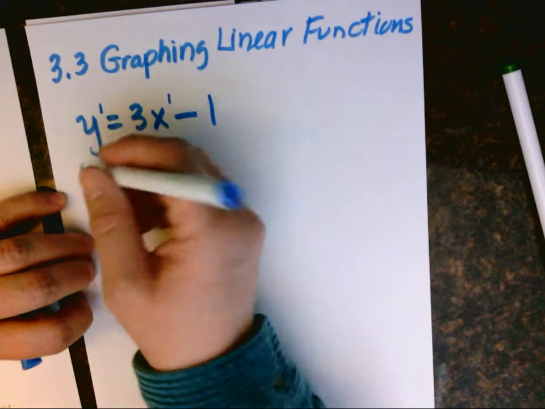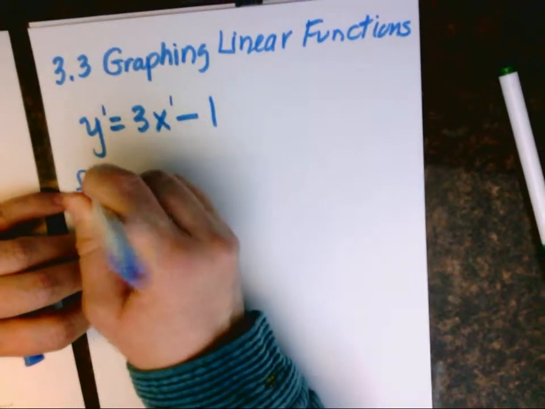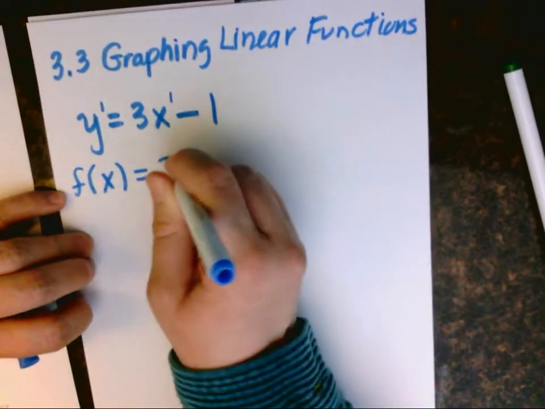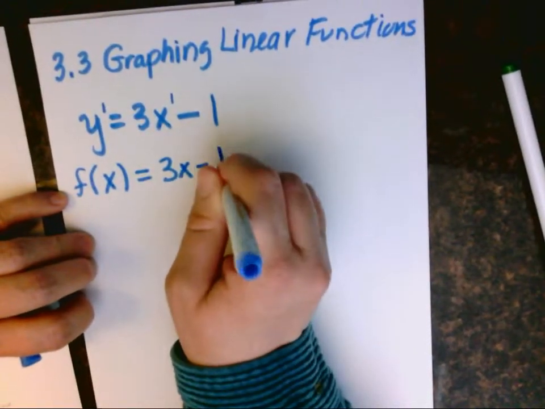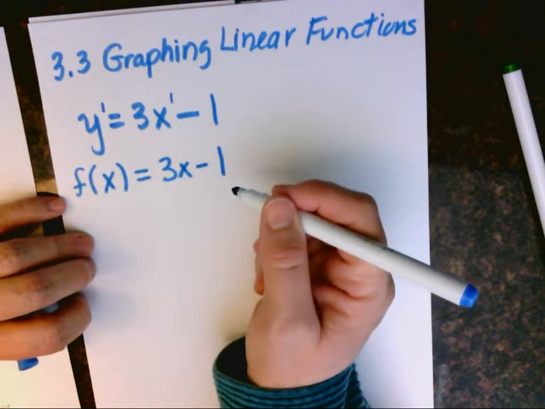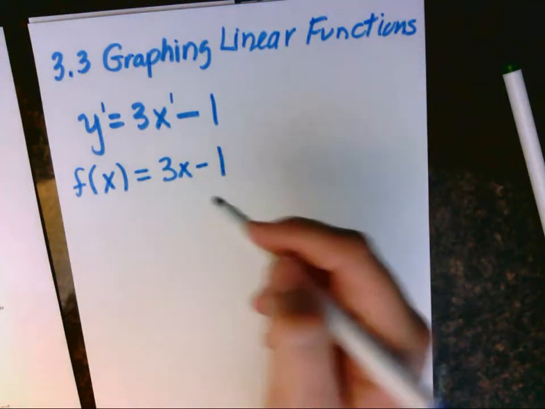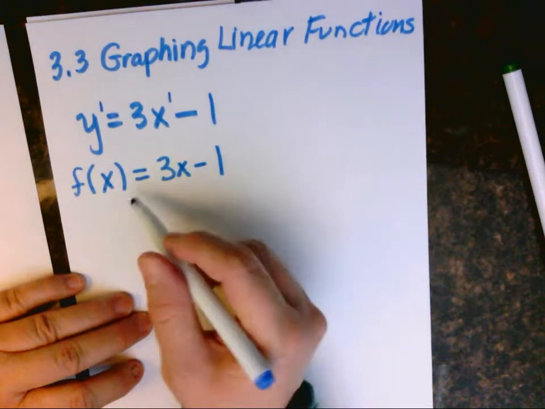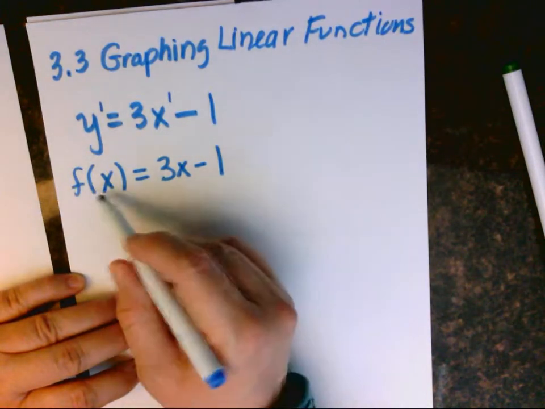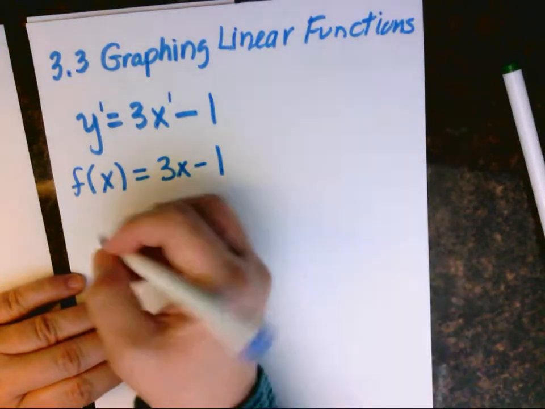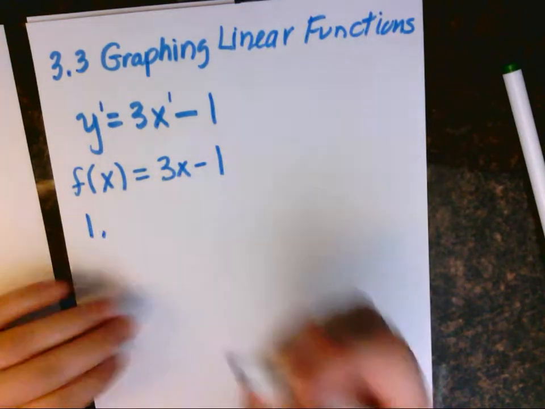And remember that in the last section or so, we started writing y as f of x. So you'll see linear functions written this way. All linear equations are functions, well, with one exception. And we'll talk about that in a few minutes. So f of x is a new representation for y. It's the same thing. So in this particular section, we're going to graph some of these.